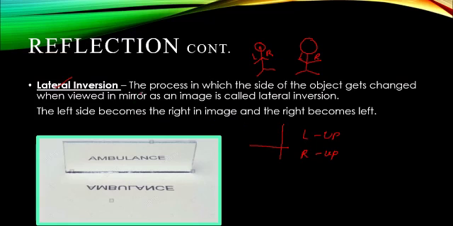As per the definition, the process in which the side of the object gets changed when viewed in the mirror as an image is called lateral inversion. The left side becomes the right and the right becomes the left. This is a simple example: ambulance. Students, you have seen that the word ambulance is written like this, so that in the mirror you can read it correctly. This is called lateral inversion.